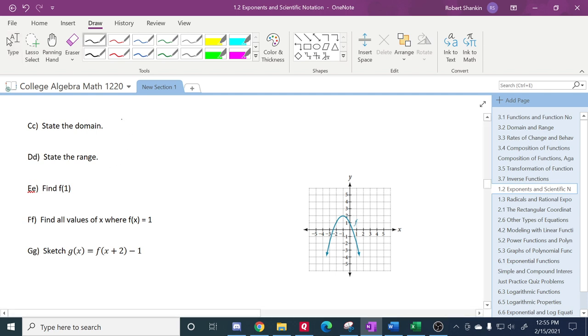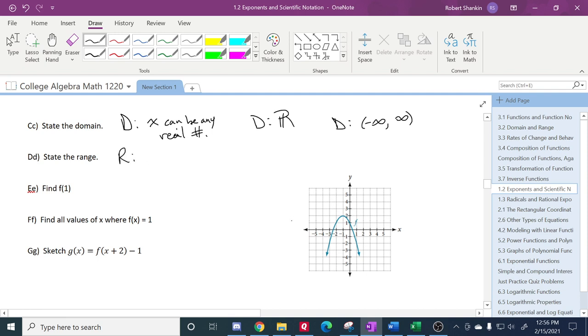Okay, so the domain is always a statement about x. What must be true about x? We could say, well, how far left, how far right. x can be any real number. A shortcut notation for that is this, and in interval notation it would look like this. So all these are acceptable answers.